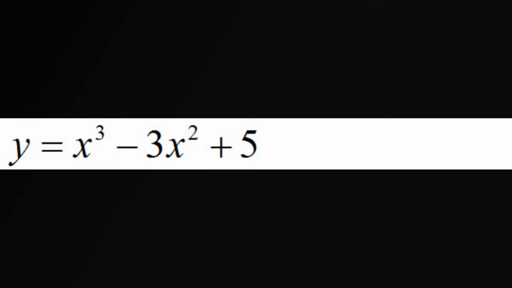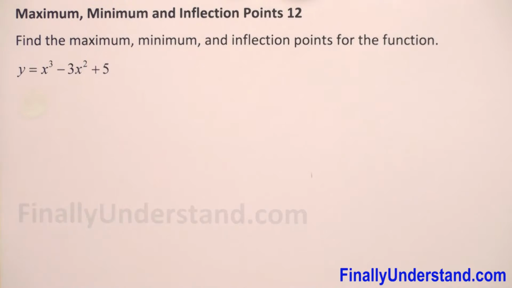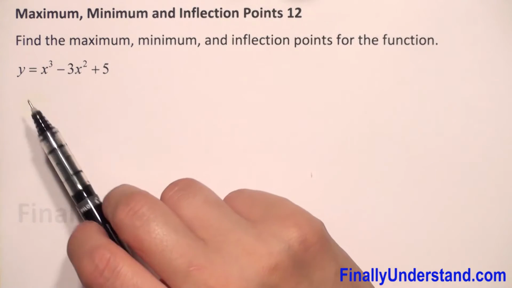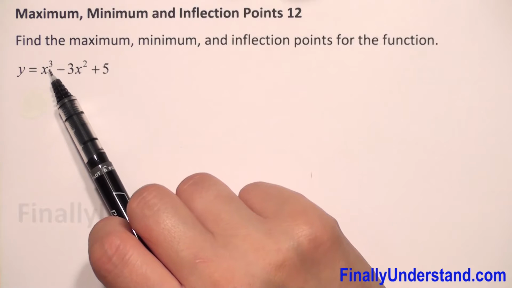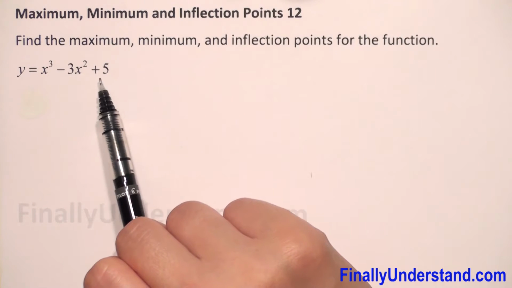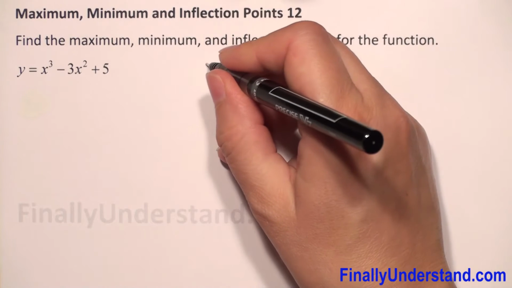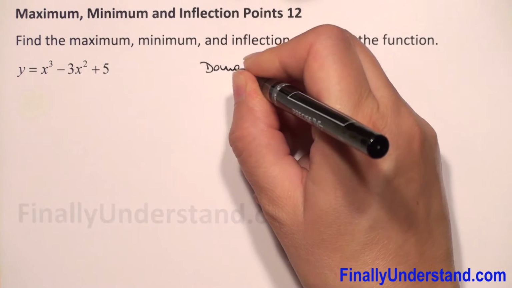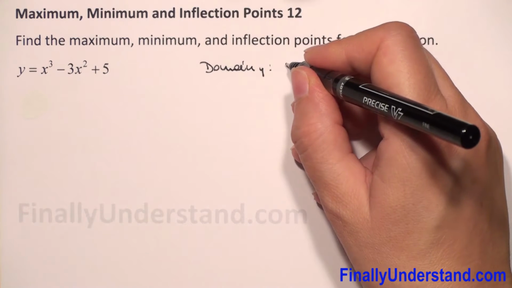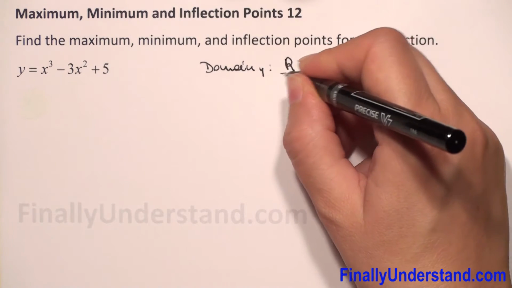We have to find maximum, minimum and inflection points for the given function. We will start from the domain. The domain for our function will be all real numbers because we can take to third power every real number. We can subtract, multiply, add. So the domain of our function y is all real numbers.